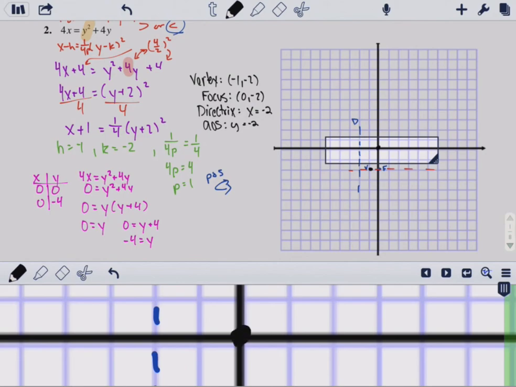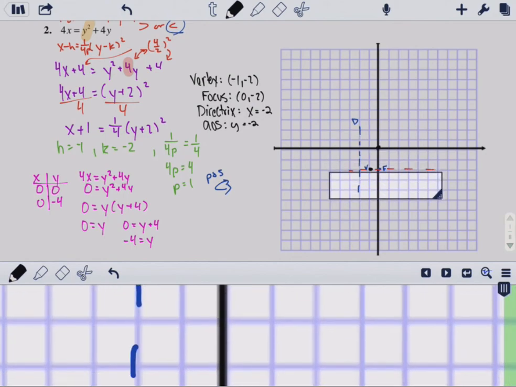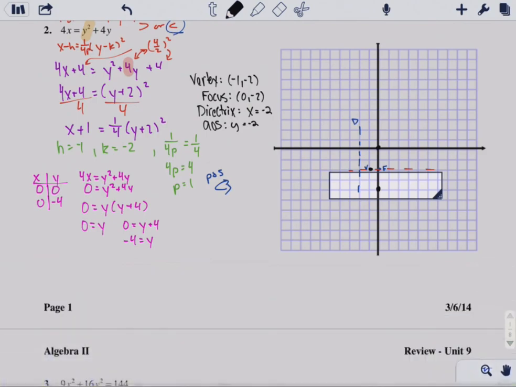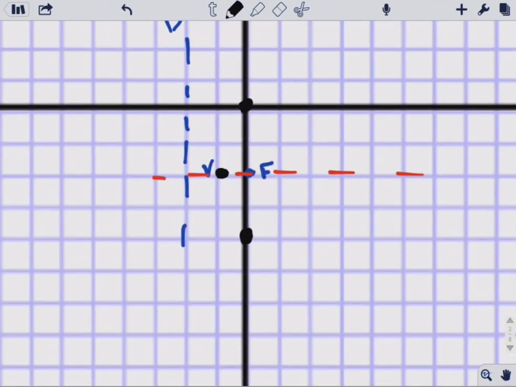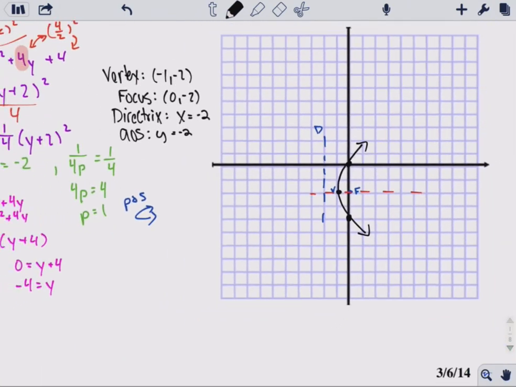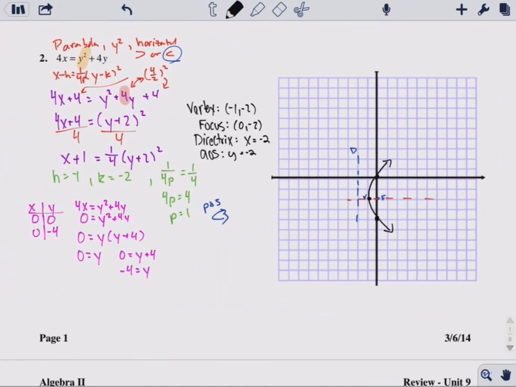(0, 0) is easy enough. It's right there. (0, negative 4) is here. And now we just connect the dots. And there is our parabola. Okay, and we have written the pertinent information and we've checked our graph. Okay, that's it for page 1. Moving on to page 2 next.